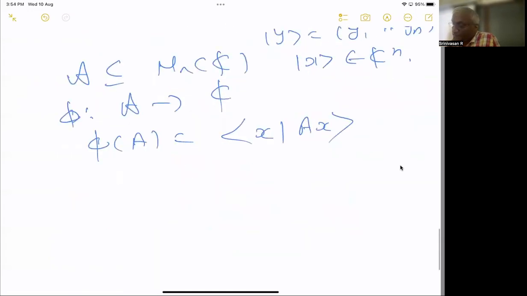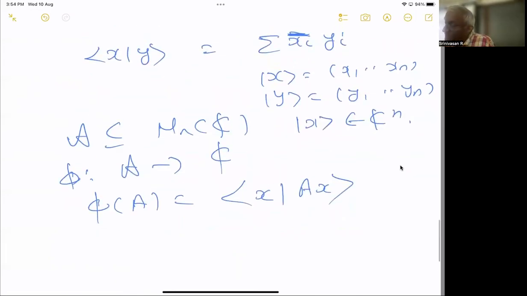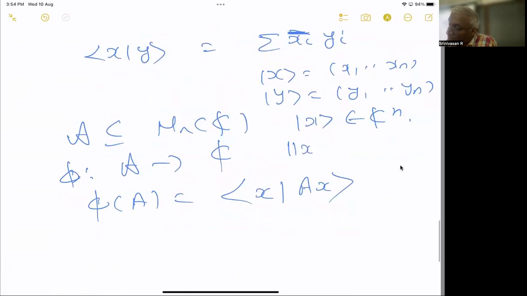The reason is the following. This is phi of a. There is another condition: you have a vector x in Cn, and this should have norm equal to 1. That is, norm x squared equals the inner product of x with x, which is equal to 1. For it to be a state, phi of identity will be 1; you want phi of identity to be 1. When a is identity, the inner product of x with x should be 1.